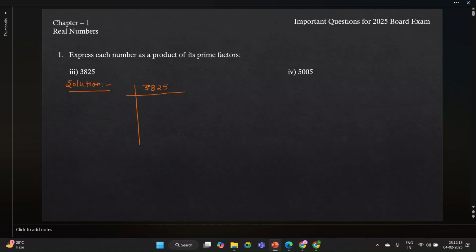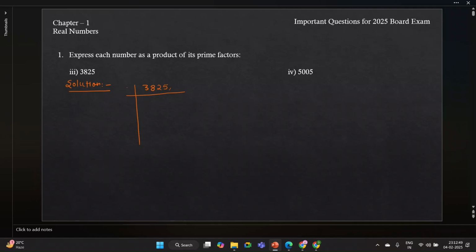Okay, so we have to check which number divides this number. First of all, 2 doesn't divide this number because it is an odd number. So we have to check by 3, and we have the divisibility method for 3. We add all the digits, and if we get a number which is divisible by 3, then the number is also divisible by 3. So 3 plus 8 is 11, 11 plus 2 is 13, 13 plus 5 is 18. The sum of all the digits is 18, which means it will be divisible.